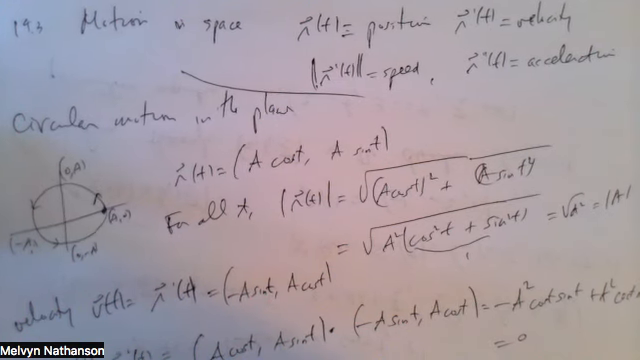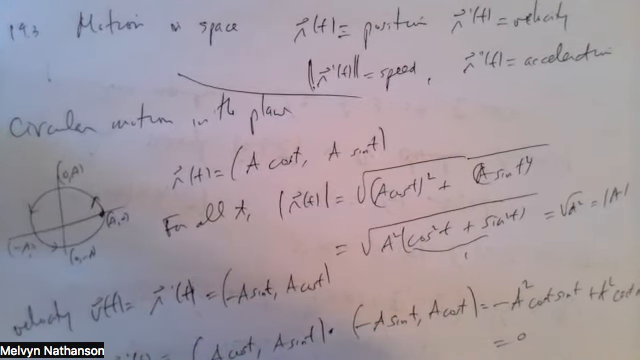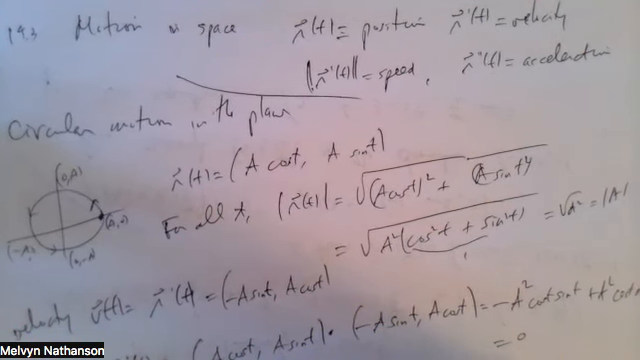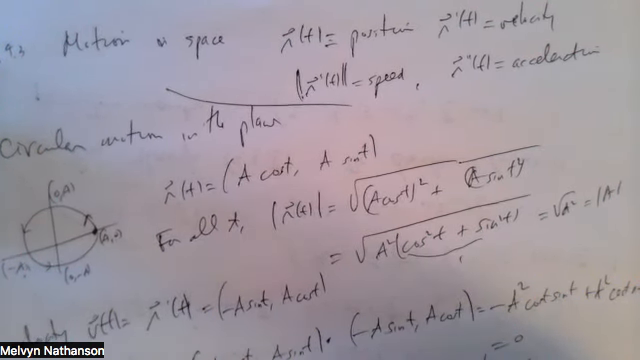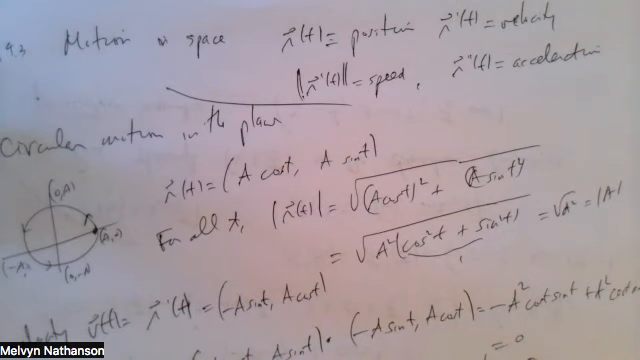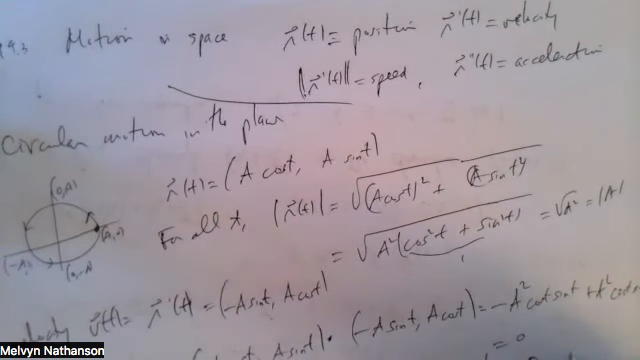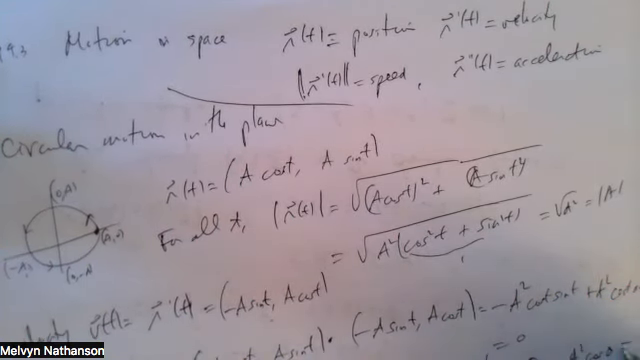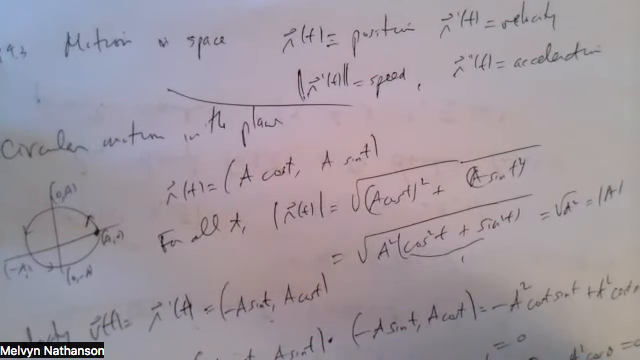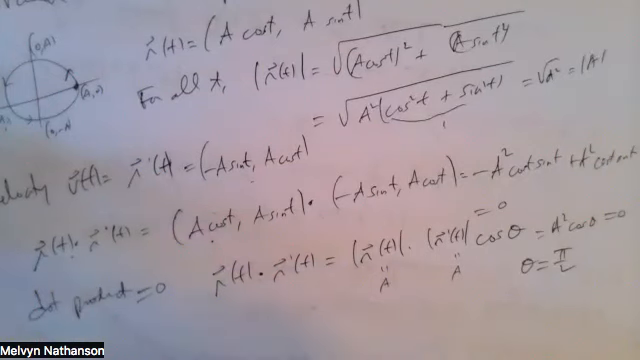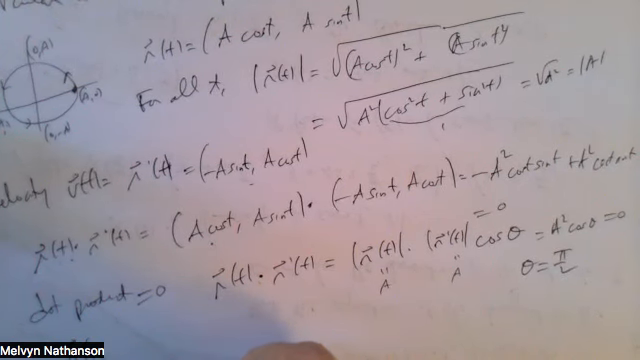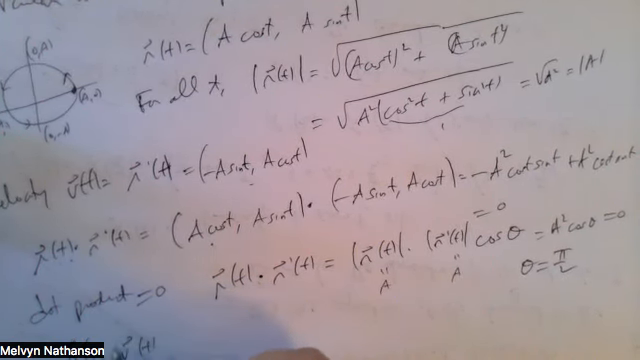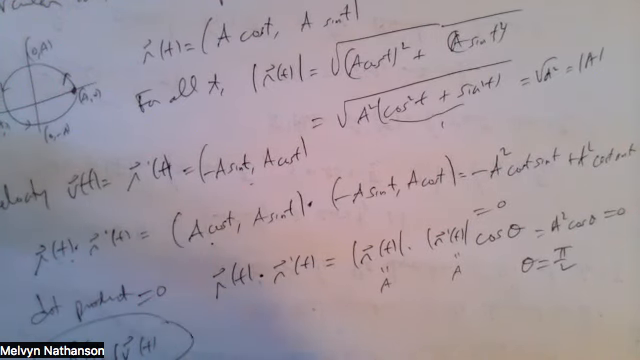But the dot product of r of t with r prime of t is also the product of the lengths of the two vectors times the cosine of the angle between them. Now, the length of each of these vectors is a. This is a and this is a. So this is a squared cosine theta, which is 0, which means theta is pi over 2. So the angle between these two vectors is pi over 2. That means r of t and the velocity v of t are perpendicular to each other.